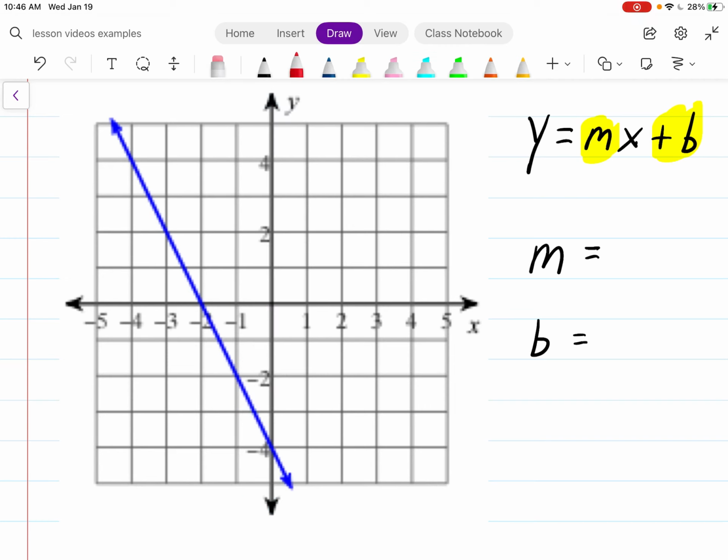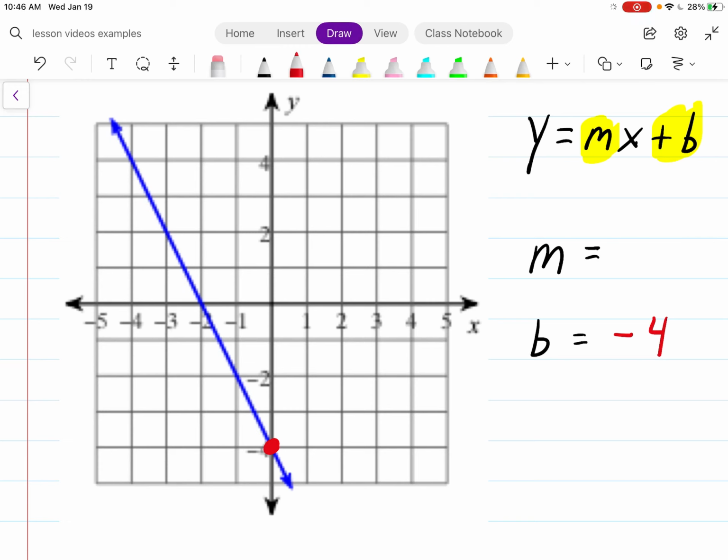And if you follow the y-axis, you would see that the line crosses the y-axis at this point right here. Now, the coordinates of the point are not nearly as important as what it actually is. So we have a -4 on the y-axis, so we know that our y-intercept is going to be -4.